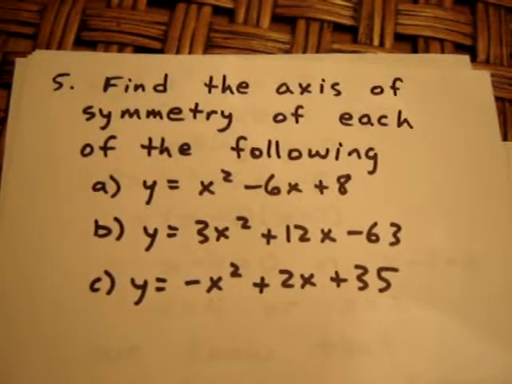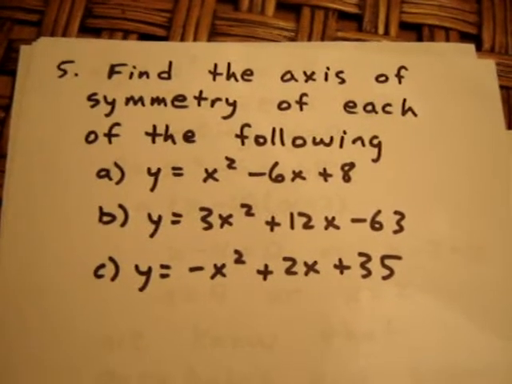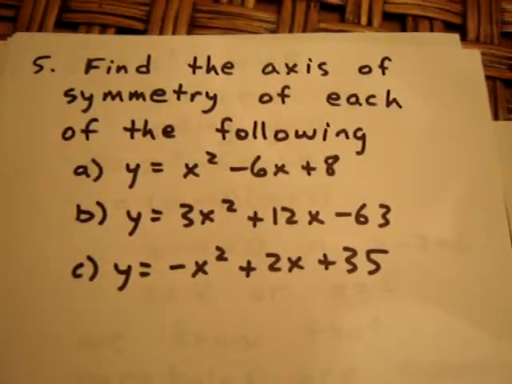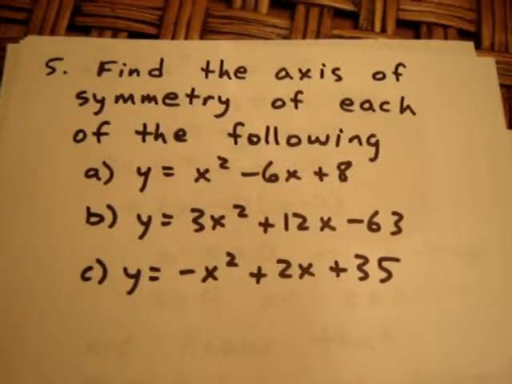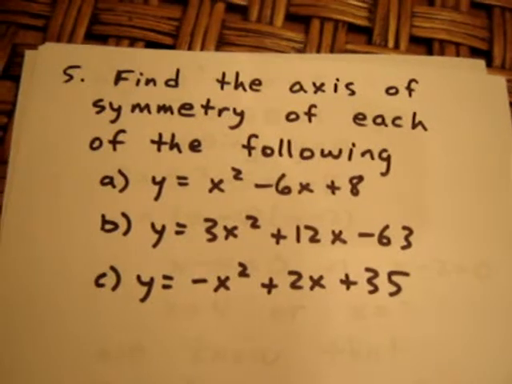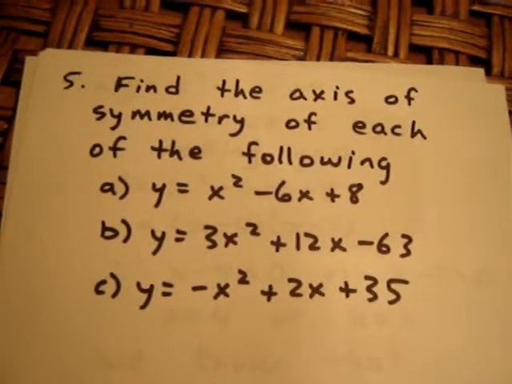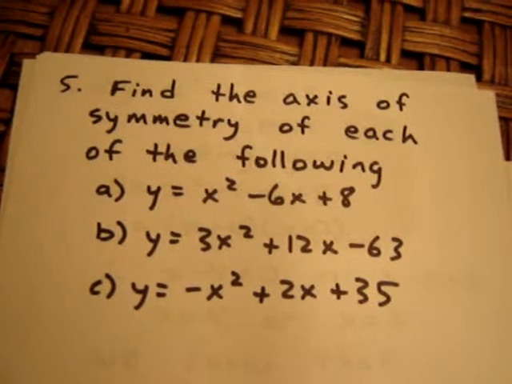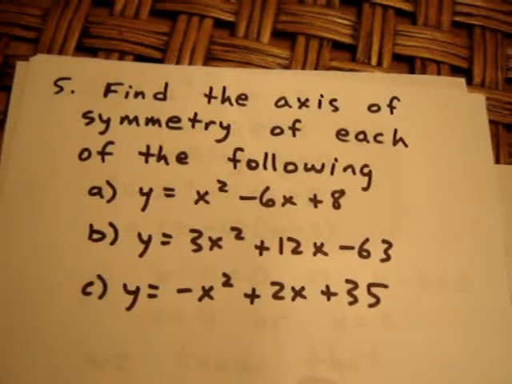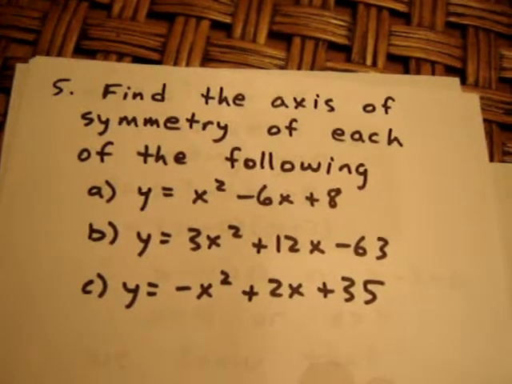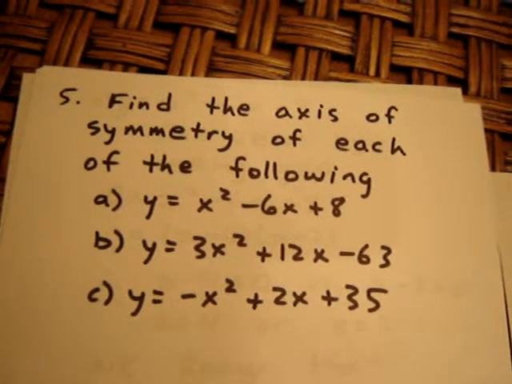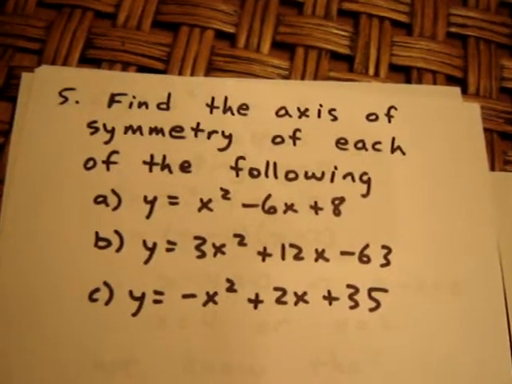Our next question asks that we find the axis of symmetry of each of the following parabolas. Well, the way that we're going to do this is by finding the zeros of each parabola. And when you think about it, because a parabola is perfectly symmetrical, the vertex is going to be just as far away horizontally from one zero as it is horizontally from the other zero. So all we have to do is find the two zeros and then in a sense find the average of those two zeros, to use some casual language.